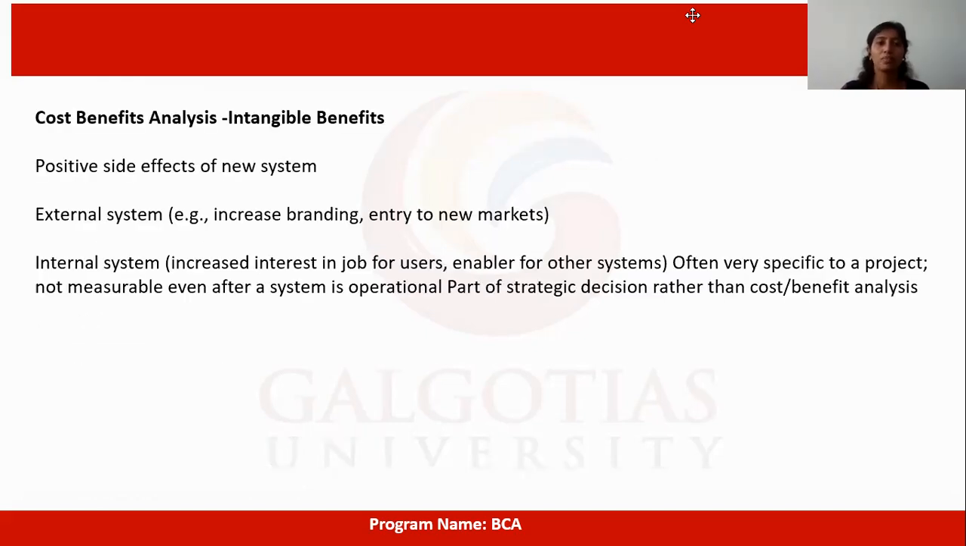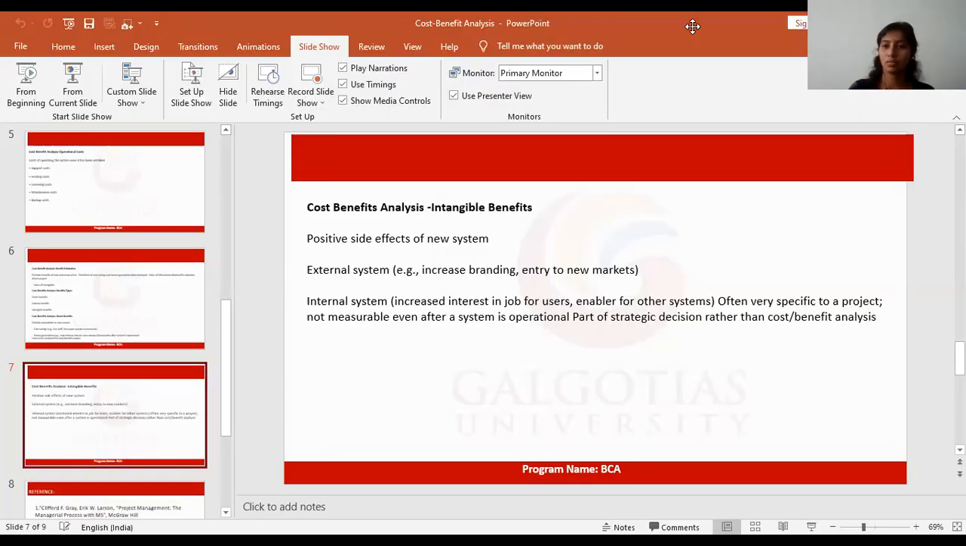Cost benefit analysis, intangible benefits: positive side effects of the new system. External: increased branding, entry to new markets. Internal: increased interest in the job for users, enabler for other systems, often very specific to a project, not measurable even after a system is operational, part of a strategic decision rather than cost or benefit analysis. So these are some of the factors which in general make up the cost benefit analysis.